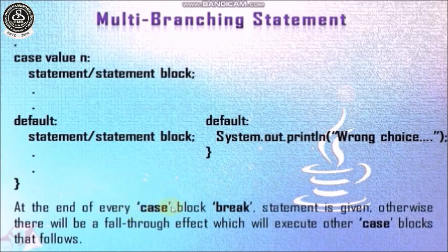At the end of every case block, a break statement is given. Why is it given? Otherwise there will be a fall-through effect, which will execute the other case blocks that follow. So if case 1 is satisfied, it will execute case 2 also if there is no break after the case 1 statement. To stop this fall-through effect, the break statement is given at the end of every case, but not after the default, because default is the last case.